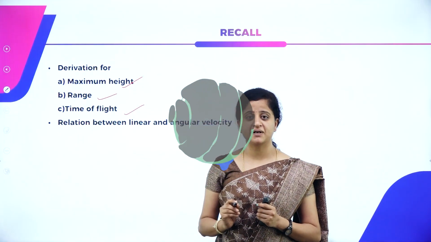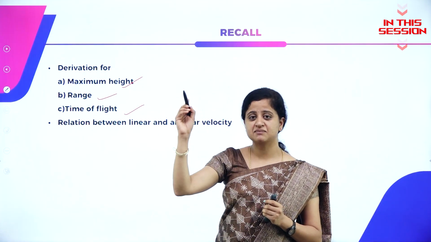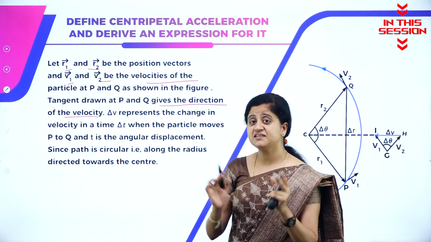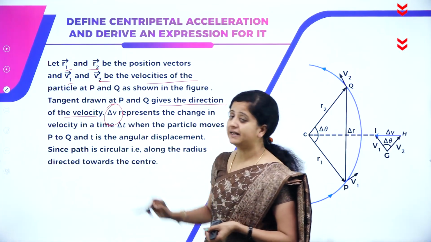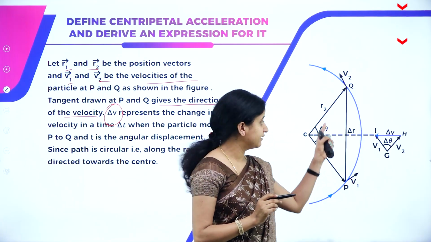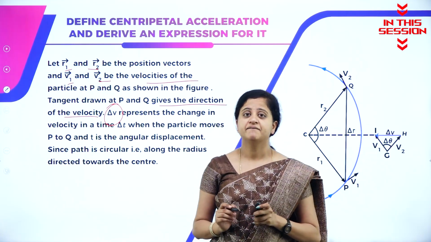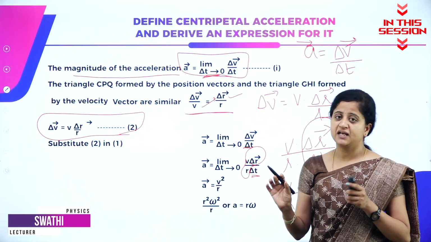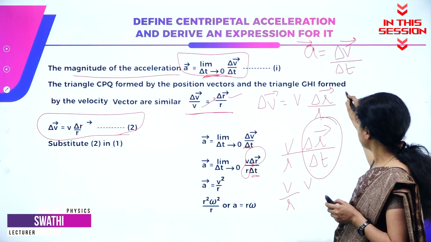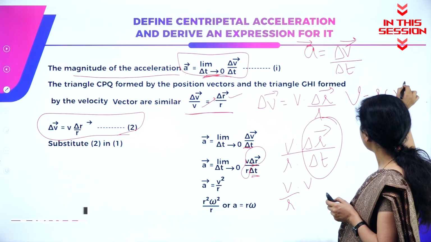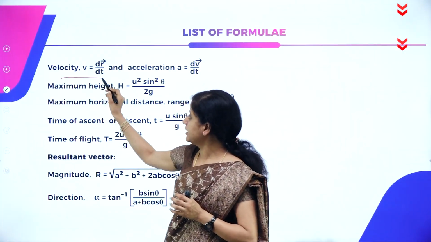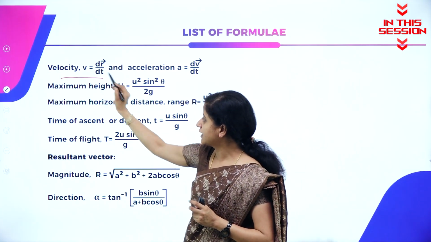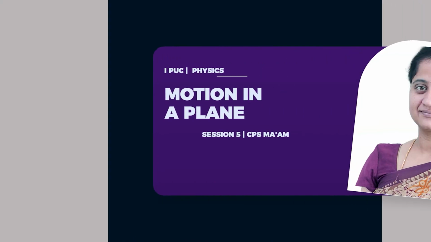The total time required by an object to reach the maximum height and to come back again to the ground is called as time of flight. Change in velocity is given by delta V. So in this, delta V represents the change in velocity. We have derived the relation between the linear velocity and angular velocity, and that equation is nothing but V is equal to R omega. Velocity is nothing but the change in position with respect to time. That is nothing but dr divided by dt.